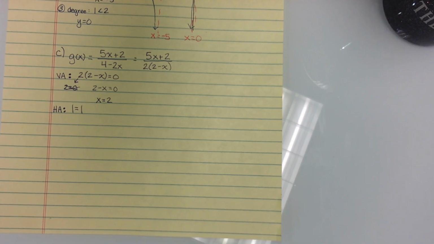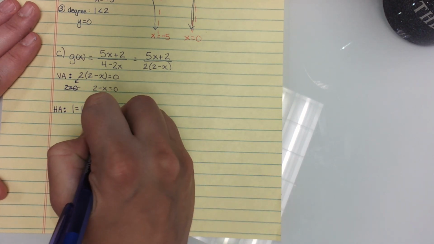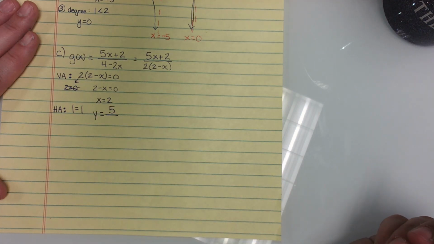Wendy, what's that mean about horizontal asymptote? Leading coefficients get divided. Exactly. Burton, what are my leading coefficients? Is it 5 and 2? So close. 5 and 4. Further away. And then -2. There we go.